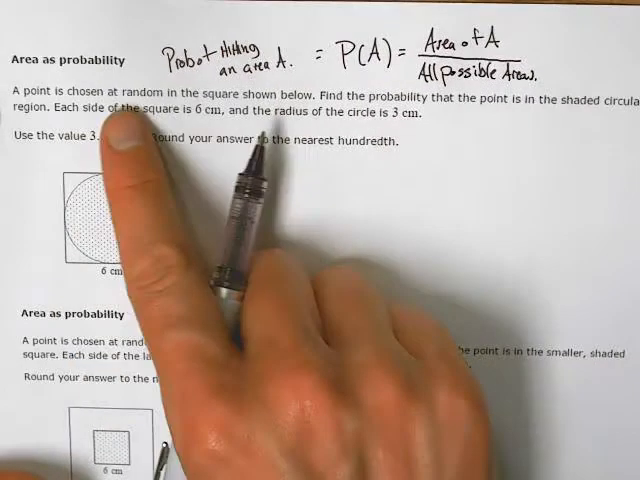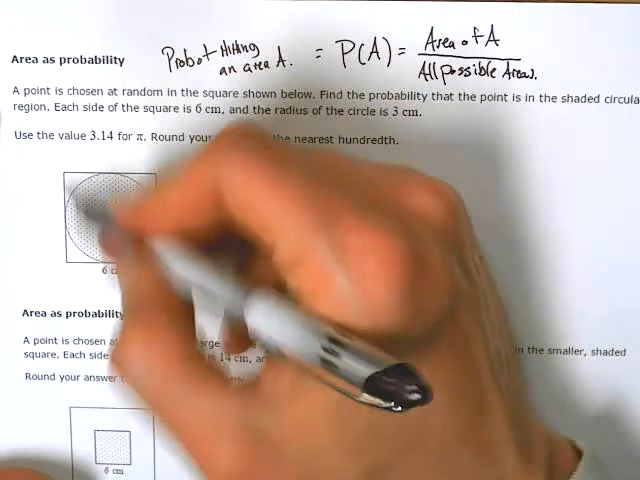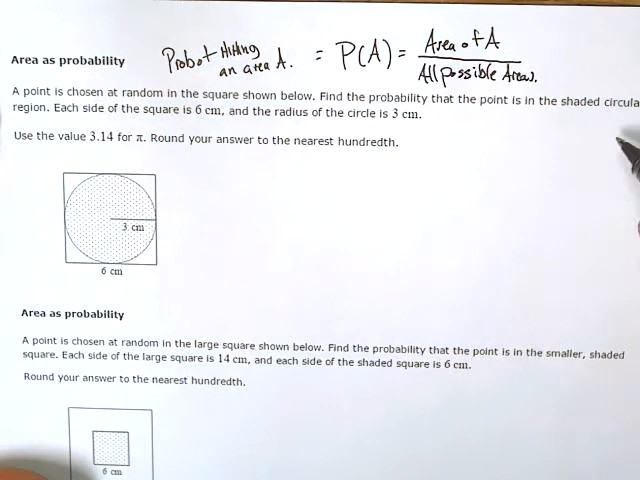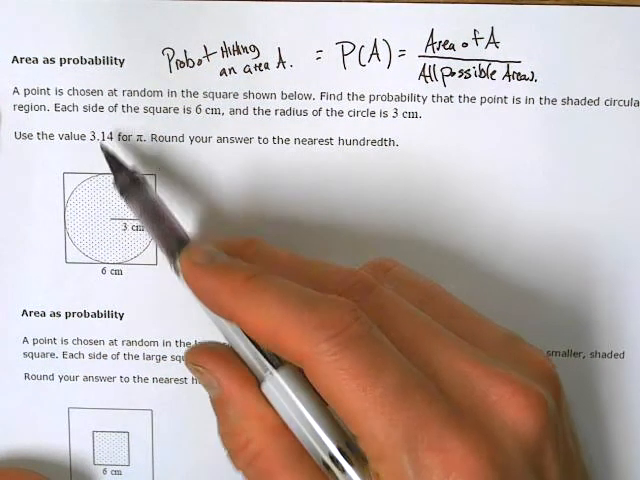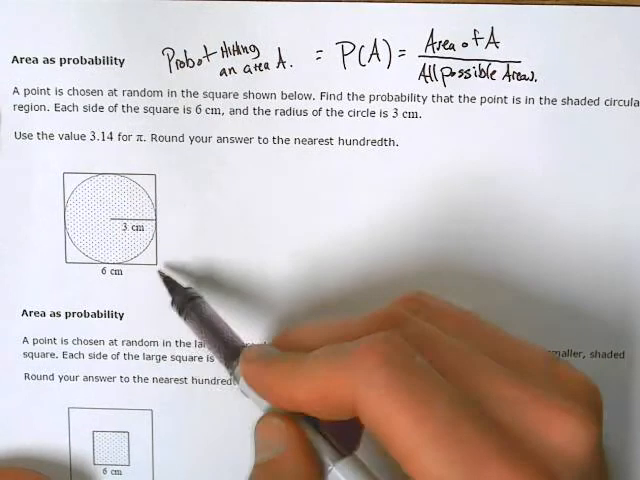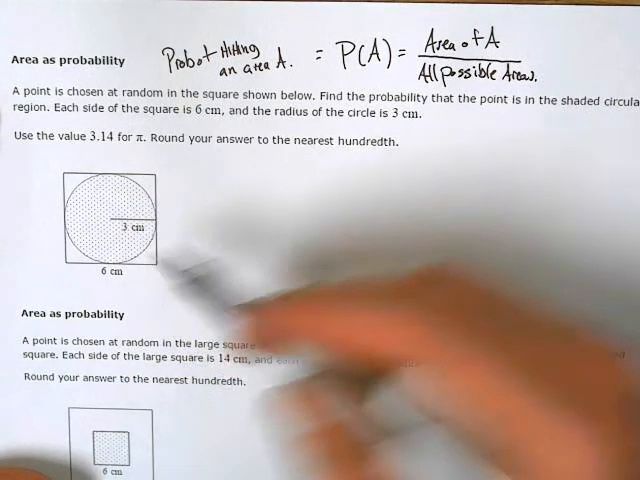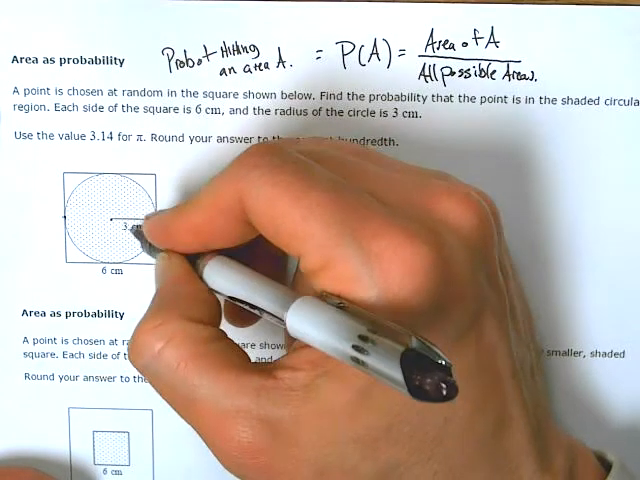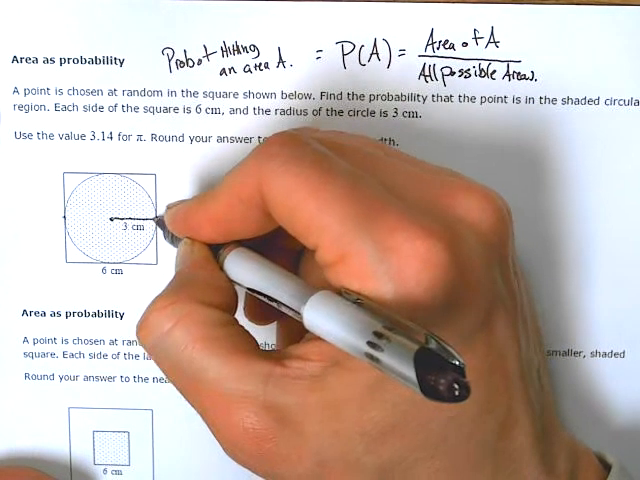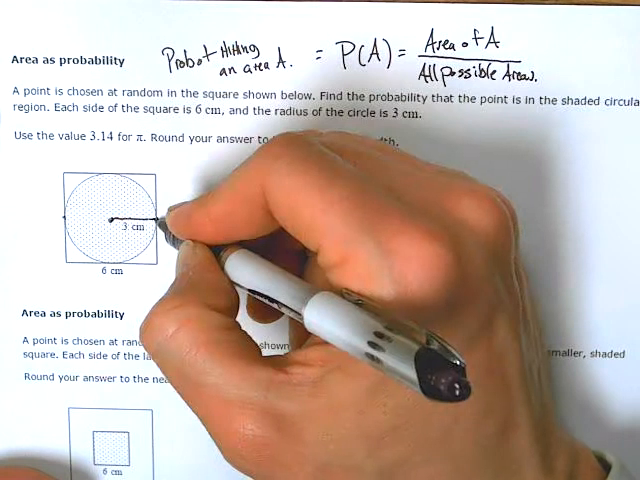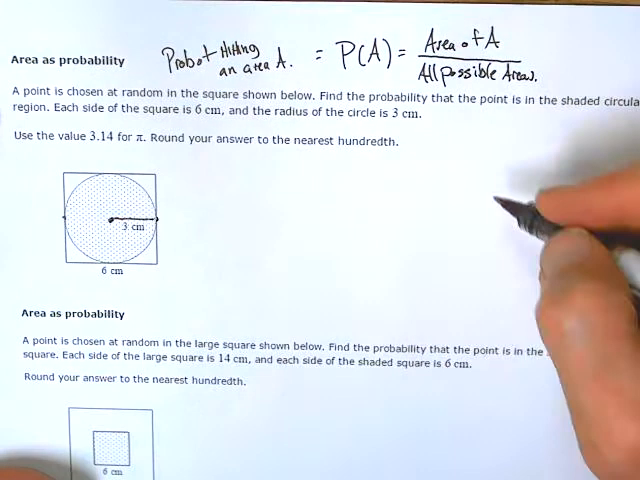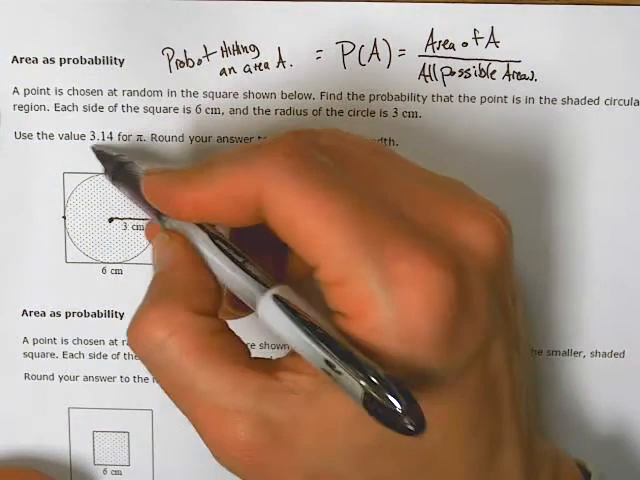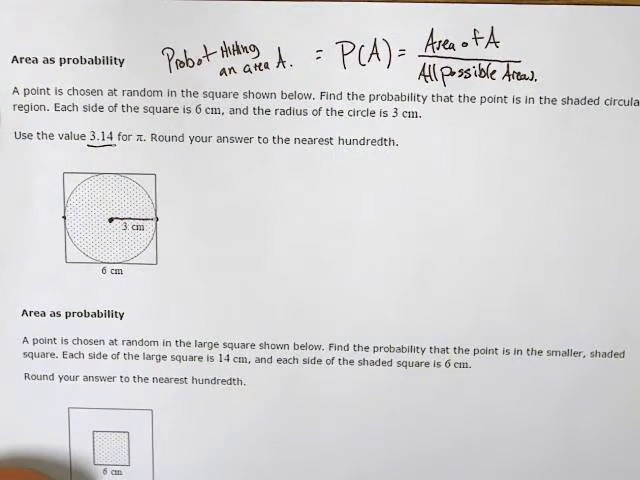Here it says a point is chosen at random in the square shown below. So you got this square, and a point can be picked anywhere in that square. Find the probability that the point is in the shaded circular region. Each side of the square is 6 centimeters. It's labeled on there, and the radius of the circle is 3, which is also kind of obvious since the circle fits perfectly inside of that square. Even if they didn't label that as 3, you should have been able to tell that would be 3 because it goes from center to the edge, so the whole thing would be 6. So they're giving you more information than you really needed. And they're telling you to use the value of 3.14 for pi and round the answer to the nearest hundredth.